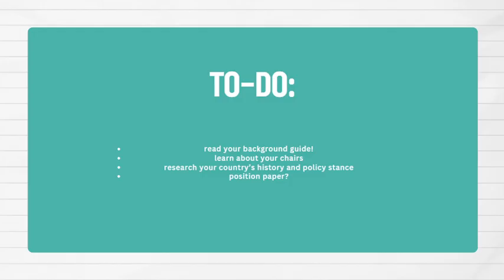At some conferences, you're also going to be asked to write a position paper. This isn't true for all of them. On the high school level, most conferences are going to ask for a position paper. Don't sweat this because if you've already researched your country's history and policy stance, you're probably going to have all the information that you really need to write a good position paper. Position papers are typically only 1 to 2 pages, and the chair is simply going to ask you to write about your country's history and policy stance, which is information that you already should have researched.